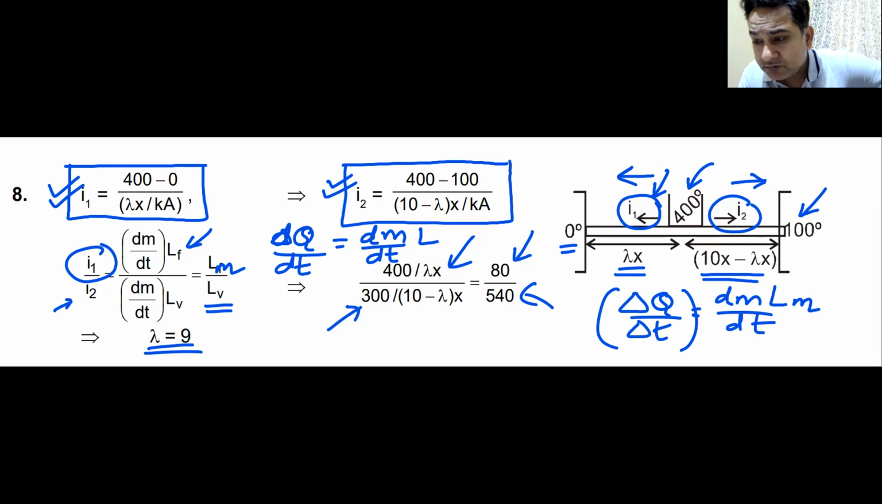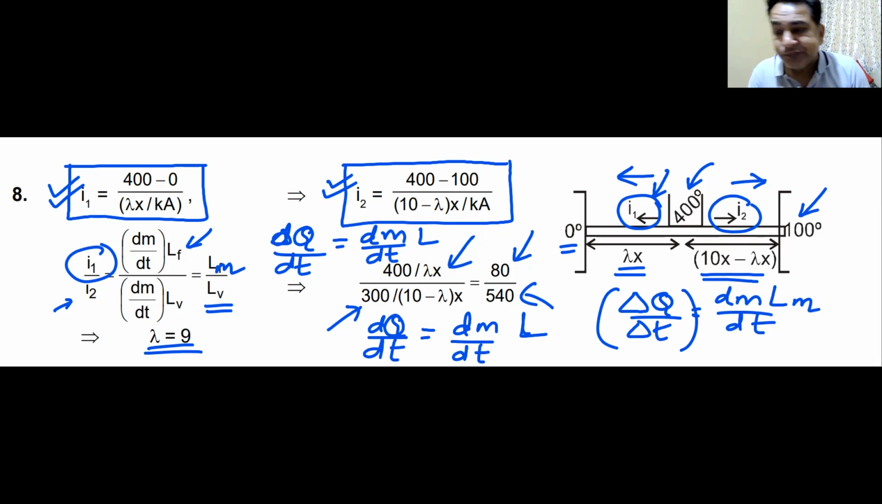Is it so tough? No, it is not so tough. If I write dQ, small amount of heat, as dm into L, because L is a constant, L does not change. So dQ by dt has to become dm by dt. Why is it so tough to understand? It is as simple as it gets. Yes or no?